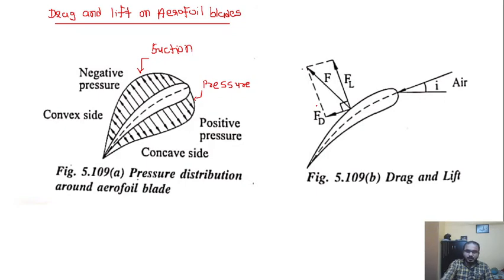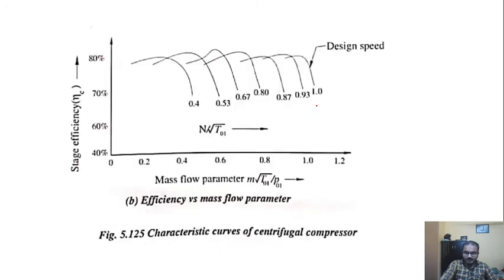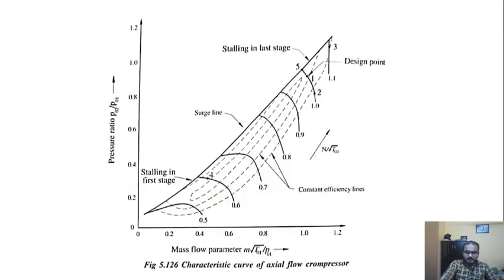Now we will move forward with our next topic, and this is going to be our final topic for today. This is actually for the centrifugal compressor, but our topic is in syllabus. We are having the characteristic curve for axial flow compressor, which is visible over here. So we are going to discuss this in detail.